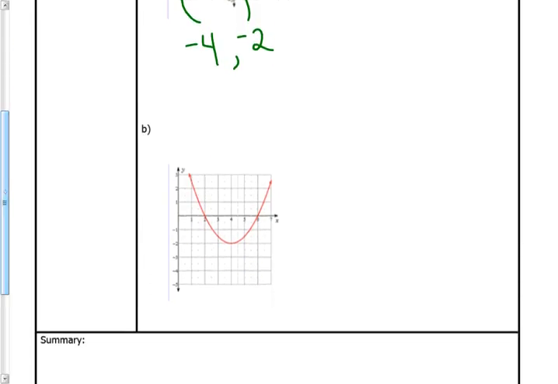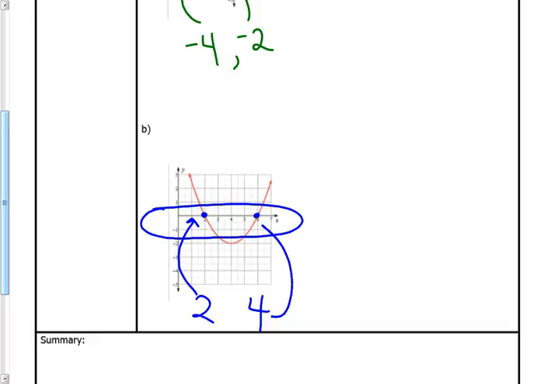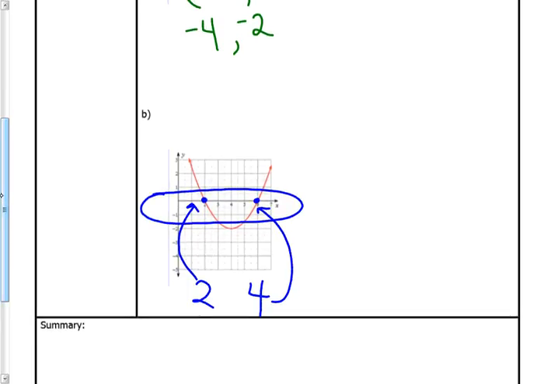Same thing for B. You're just identifying the zeros, so you're looking for where it crosses the x-axis. So you would take your little mouse and you would click here, and this is a +2, and then you would click here, and this is a +4. Oh, I'm sorry, that is a +6, thank you. I was thinking it was over the other way. Very good. All right, and that is it.